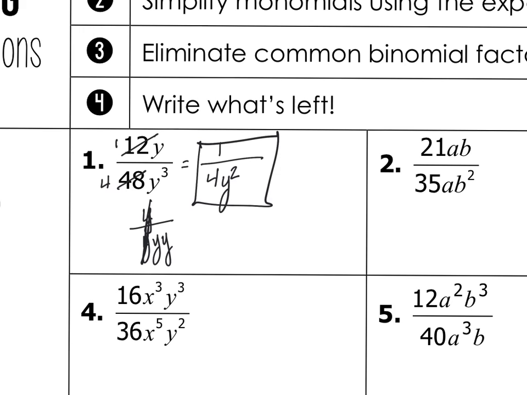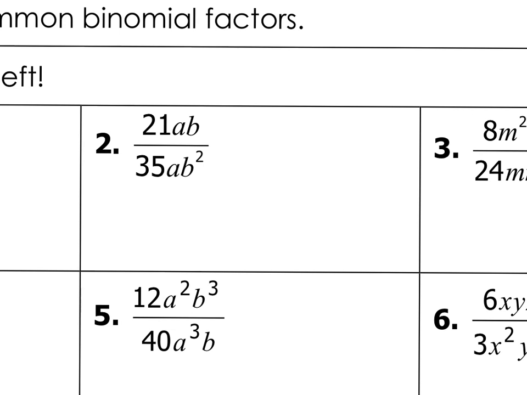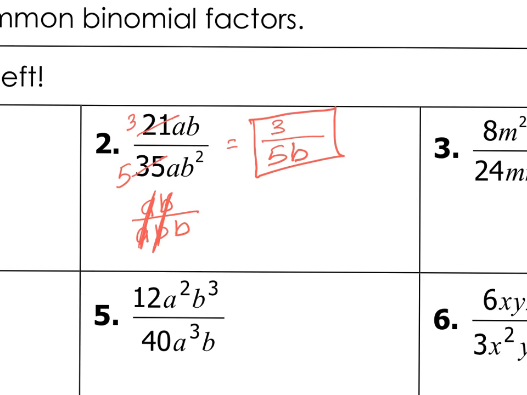Okay, we're going to do it again. So I need to know what goes into 21 and 35. You're right, 7 does. So 7 goes into 21 3 times and into 35 5 times. So I've got 3 over 5 so far. And then my variables, I have 1a on top and 1b on top. And bottom I have 1a and 2 b's. So I'm going to cross off everything that has 1 on top and the same thing on the bottom. So that means I have 1a and 1b, and what's left is 1b on the bottom, in the denominator. So I have 3 over 5b, which is my answer.